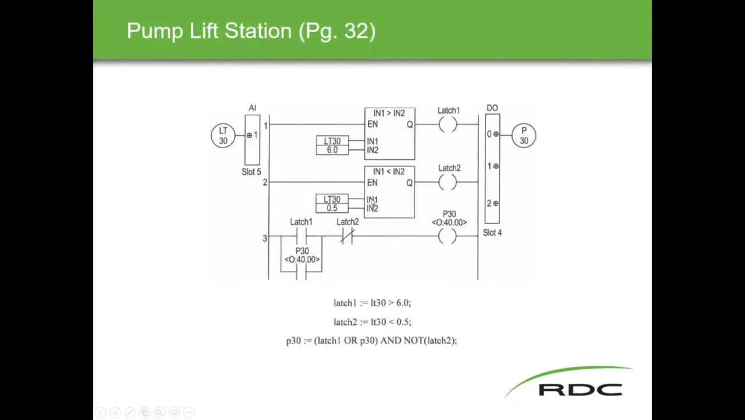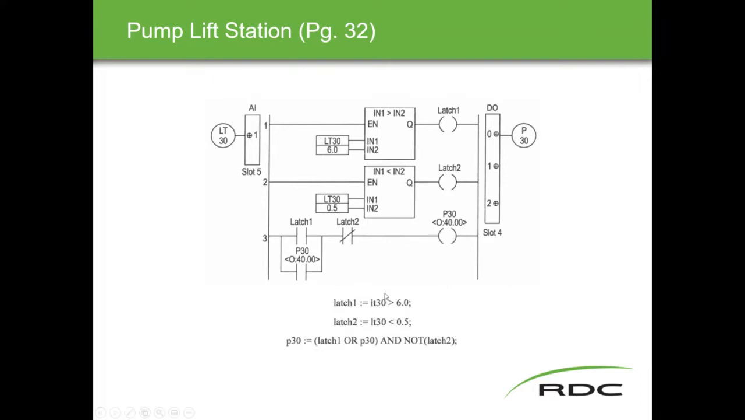Okay, pump lift station. Here we go, a little bit different here, showing it in a block diagram. What's our variable? Well, our variables are latch one, latch two, P3, output four, slot zero. What are the expressions attached with them? Well, this one is going to be LT30 is less than six. This one is going to be LT30 is greater than five. And this one is going to be latch one or P30 and not latch two. So let's see how close I am here.